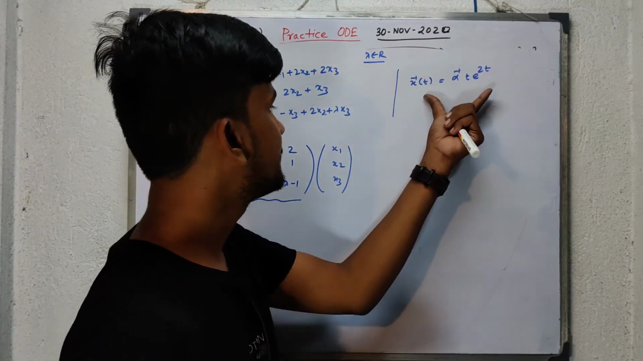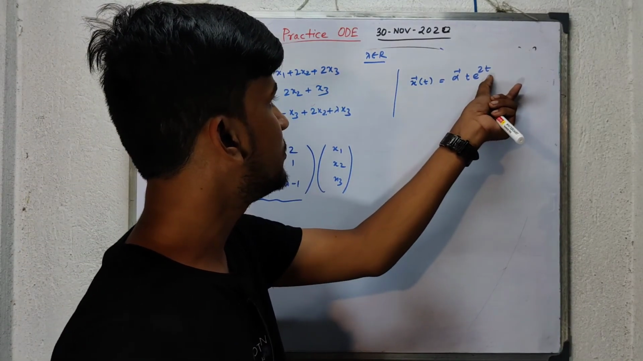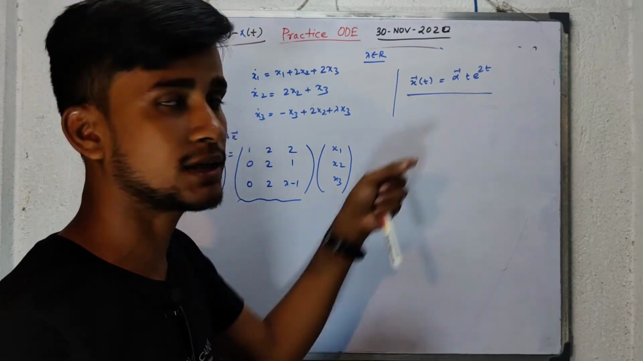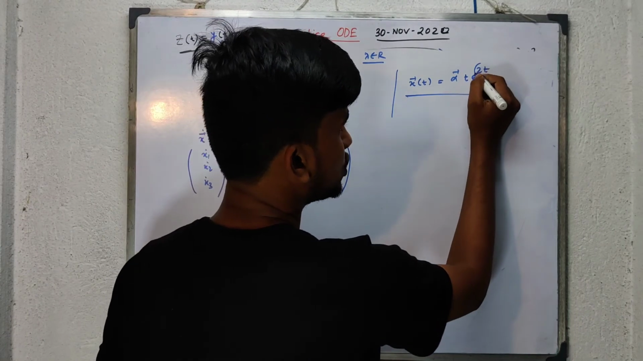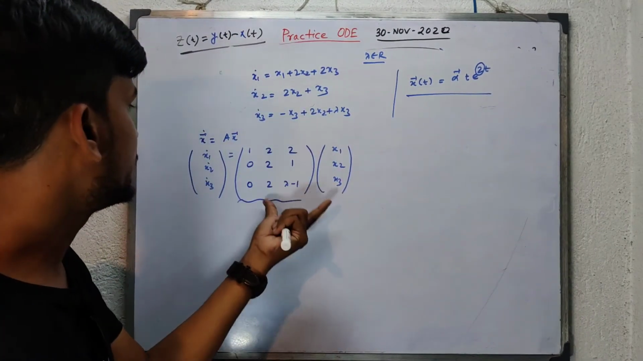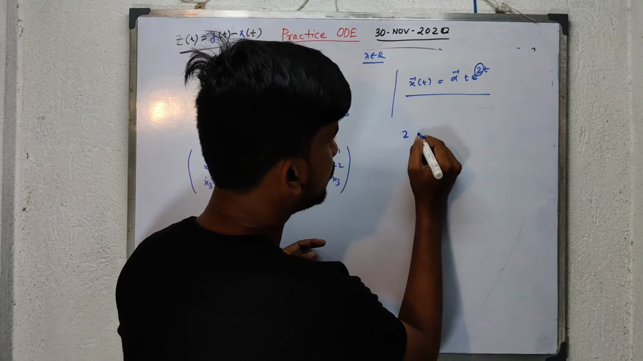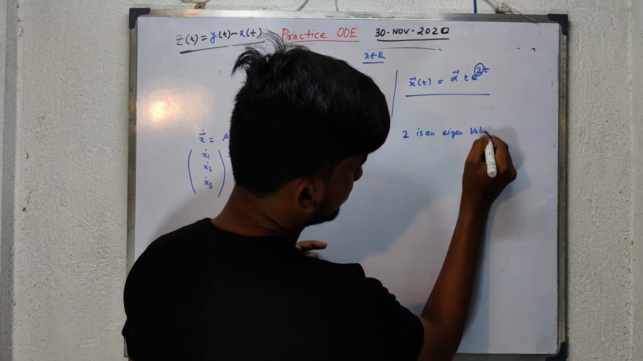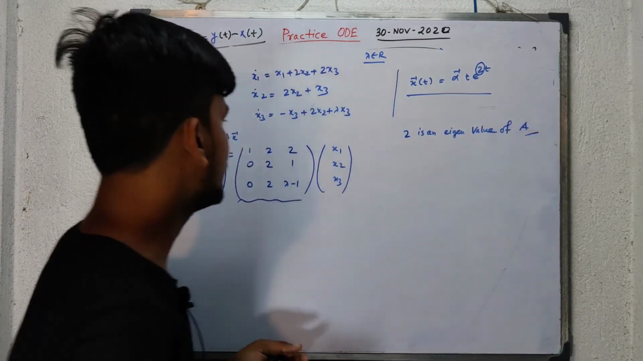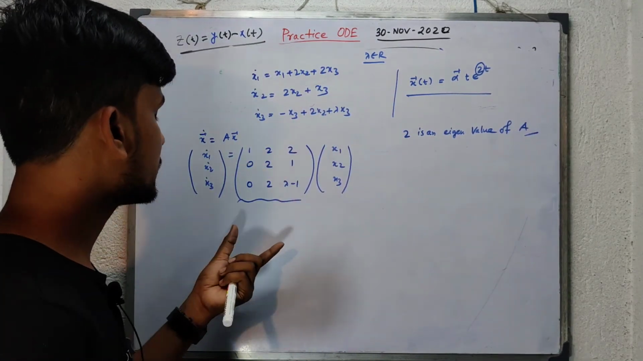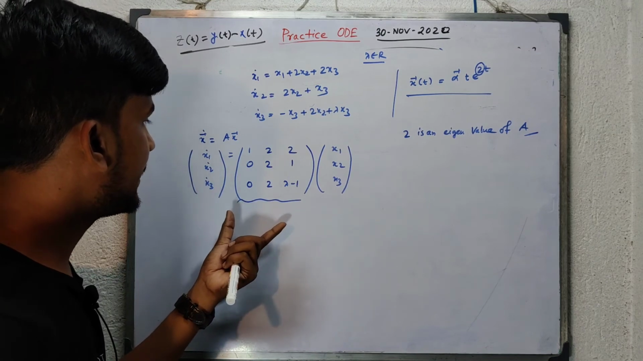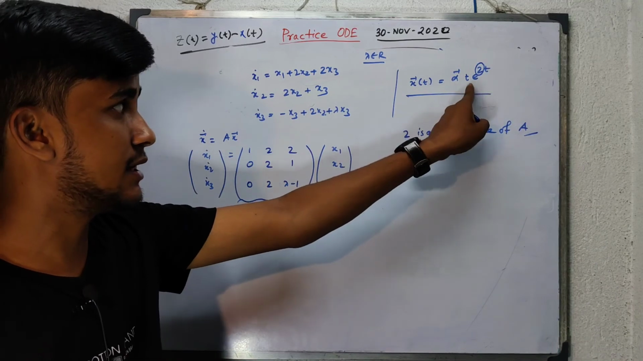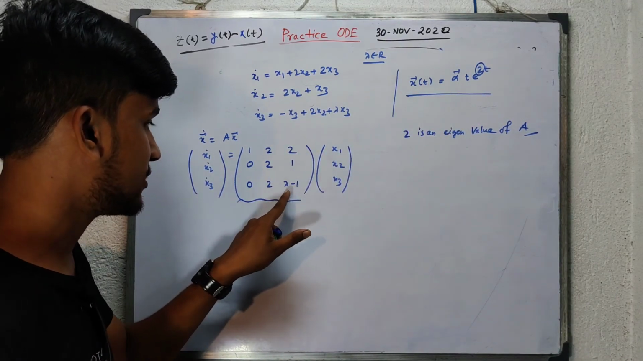Okay, and here it is given that x(t) equal to alpha t to the power 2t. Now we know that this is the solution, and the solution is of the form where this 2 must be an eigenvalue of this coefficient matrix, suppose A. So this 2 is an eigenvalue of the coefficient matrix. Now this lambda and this 2 are not the same; this is another quantity.